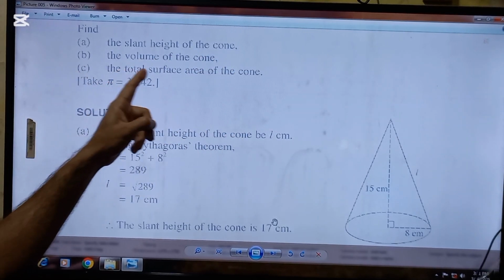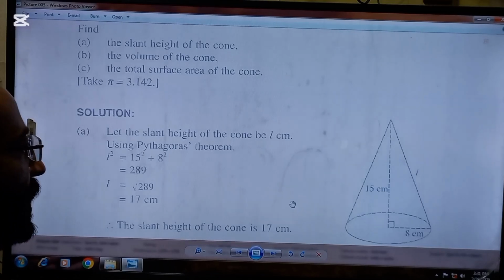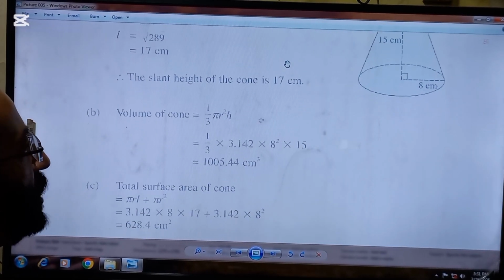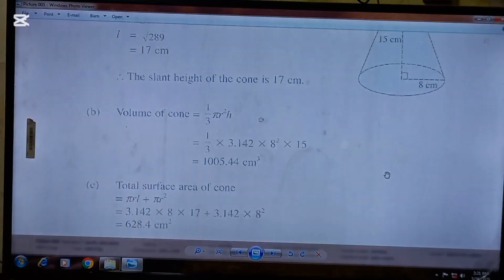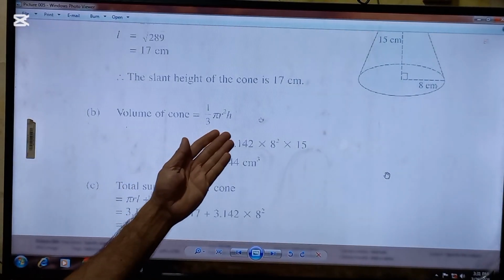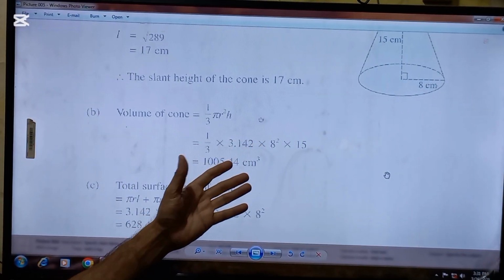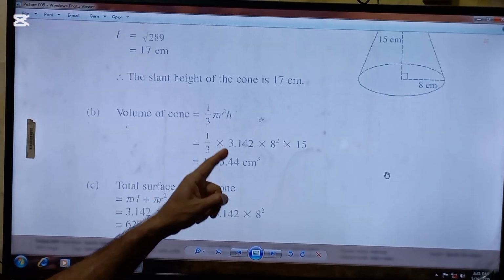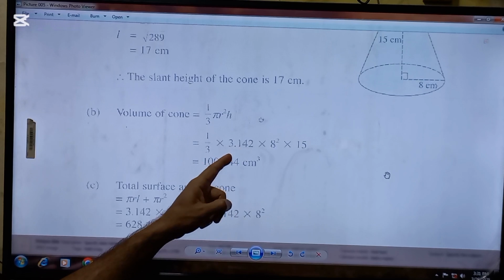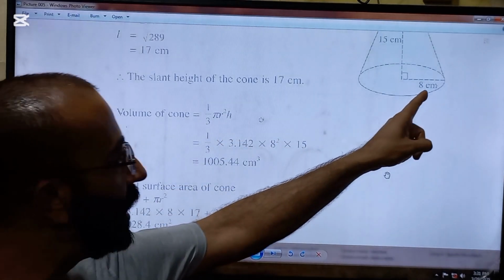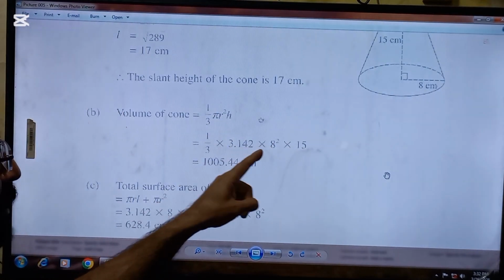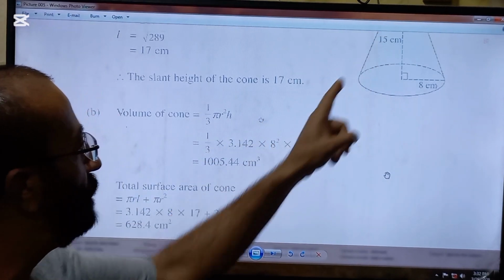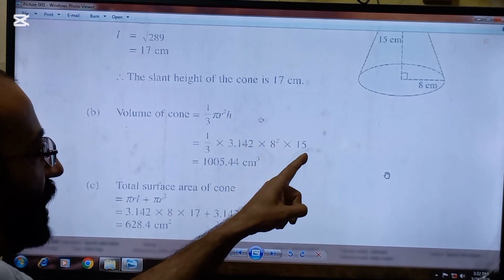B part is the volume of the cone. Now you will put in the formula for the volume of the cone, which you have just studied. The volume of the cone's formula is 1/3 pi r square h. Now you will put the values in this formula. 1/3 will remain as it is, pi's value is 3.142, that is a fixed value, and r is 8, so 8 square will be put here, and h is the perpendicular height, which is given as 15.